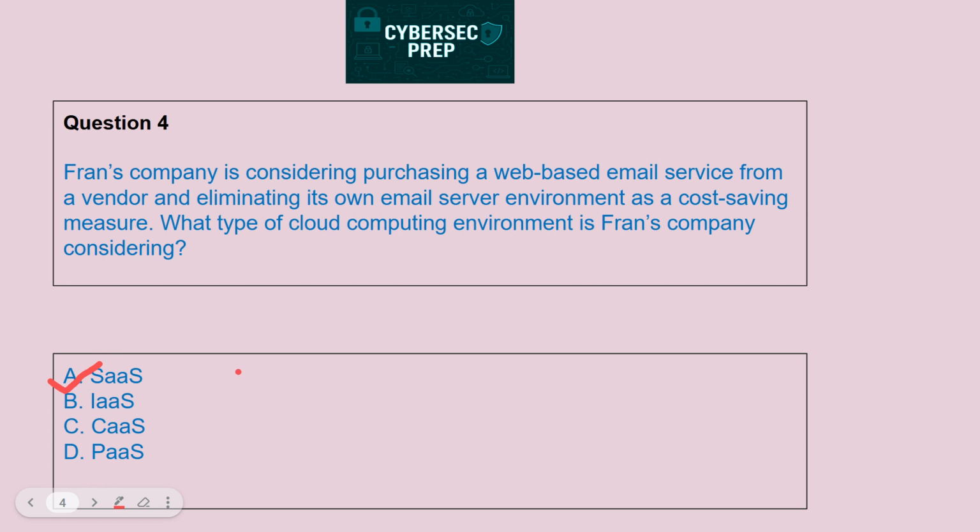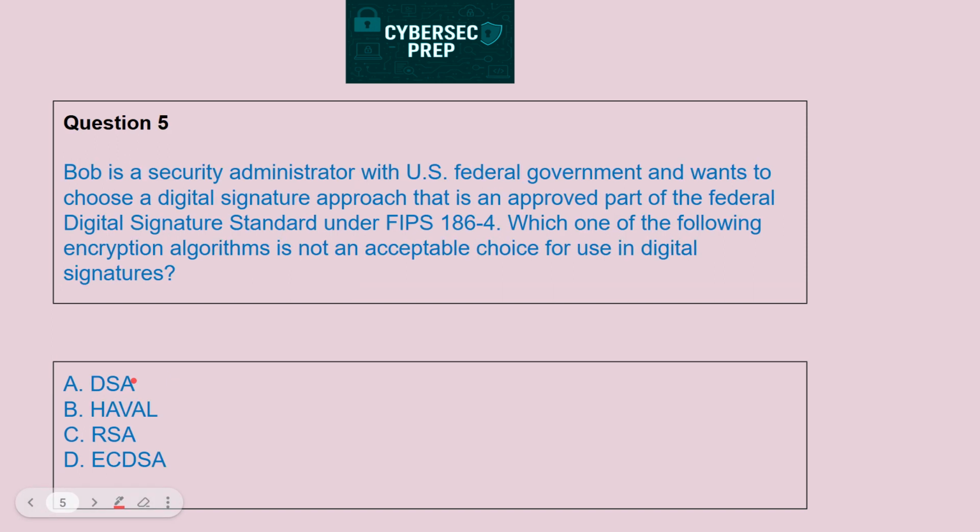In infrastructure as a service, compute as a service, and platform as a service, which are the other options, the customer provides their own software. In this example, the vendor is providing the email software, so none of these choices are appropriate, and hence the correct answer is A. Moving on to the next question.